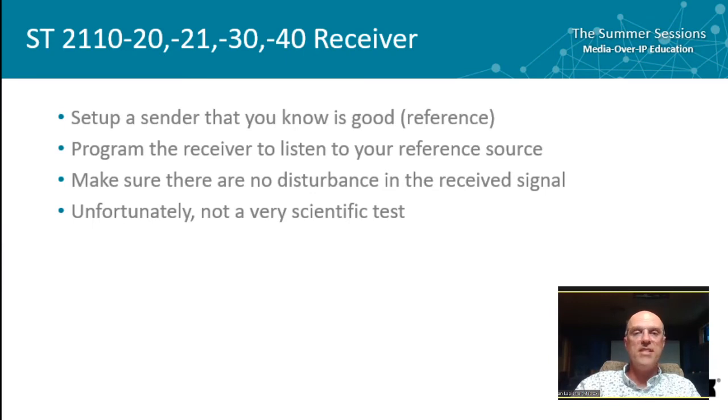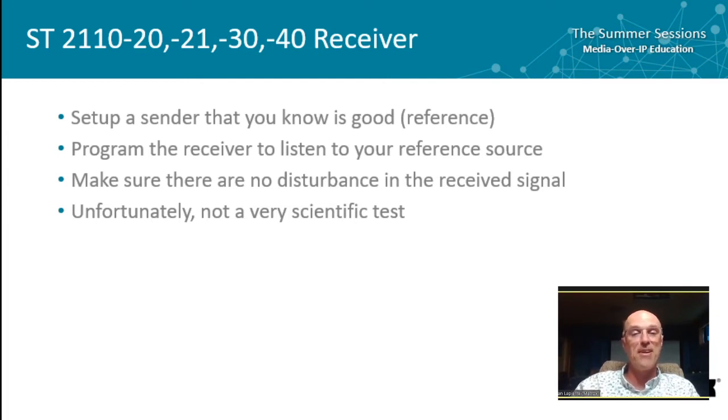And for a receiver, well, you're going to need a reference sender. Basically, you need a sender that you know is sending a good signal. So identify one sender that you want to use, sending audio, video, VANC. And then you program the receiver under test to listen to your reference source. And then you make sure that it can listen and receive the signal without disturbance.